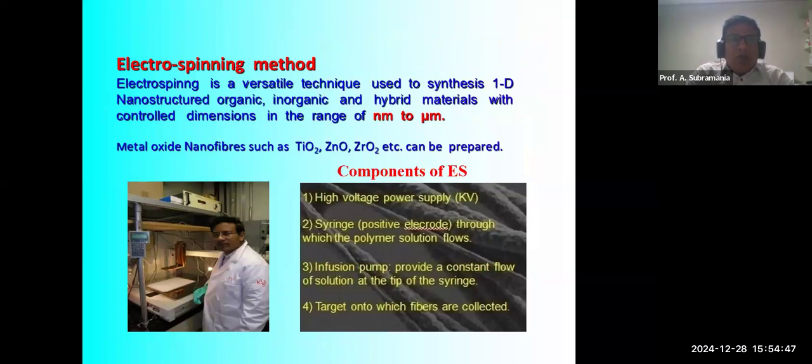Then another interesting technique is electrospinning. By making use of this technique, you can prepare one-dimensional nanostructured materials in the form of organic, inorganic, and hybrid materials, with dimensions ranging from nanometer to micron. Metal oxide nanofibers such as TiO2, zinc oxide, zirconia, etc. can be prepared by using this technique.